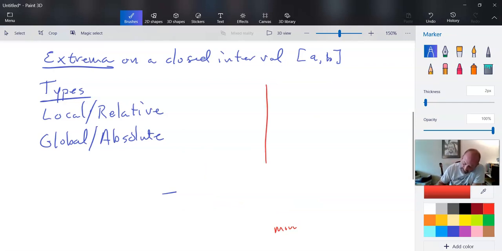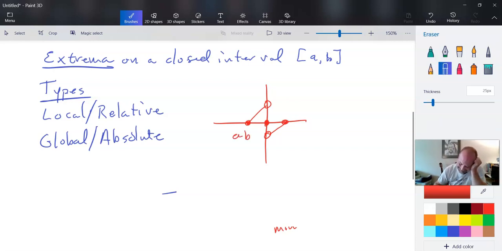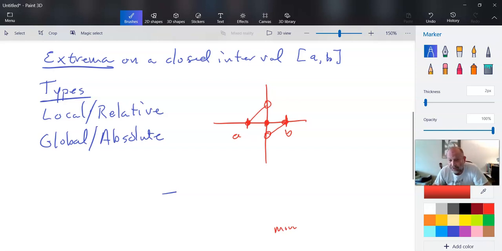You could have something that looks like this. Right? Let's say we have an open circle there, and then we have that, and an open circle there, and I have just a dot here. If I look at this function, and if this is from A to B, right, this is A and this is B, if I look at this now, I don't have any extrema in this.